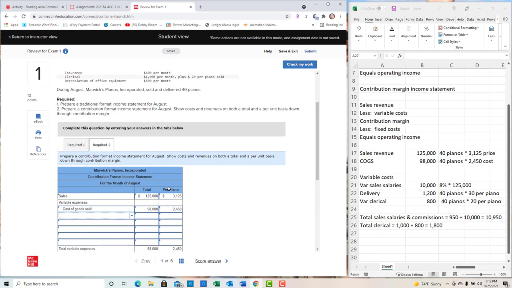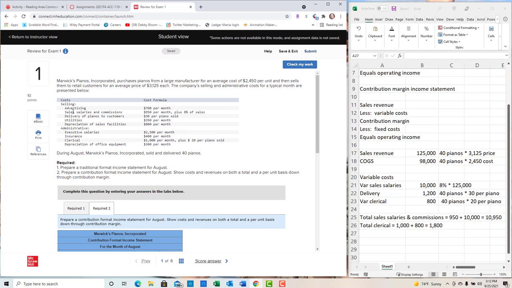Now we just have to find all of the variable expenses under selling and administrative. So whenever it says per month, it's fixed, it's going to go in the fixed. But if it says per piano sold or a percentage of sales, then it's going to be a variable cost. So we have 2 variable selling costs. Only the variable part of the sales salaries and commissions. We're not going to add the $950. We're only going to use the 8% of sales. And the delivery of pianos to customers, $30 per piano sold.